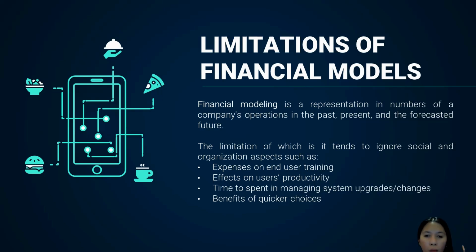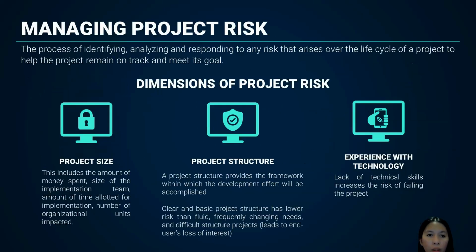So it is better for a company to consider the costs and effects of these aspects when financing an IT project. Next is managing project risk. Information system hazards and risk assessment have already been covered in another chapter. In this chapter, we will outline the particular hazards to information systems projects and demonstrate how to manage them successfully. So managing project risk is the process of identifying, analyzing, and responding to any risk that arises over the life cycle of a project to help the project remain on track and meet its goal.